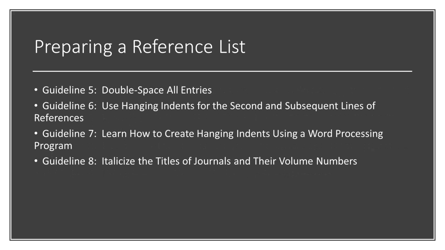Guideline number 5, double space all entries. All text contained within your reference list should be double spaced. Guideline number 6, use hanging indents for second and subsequent lines of references. A hanging indent is created when the first line is not indented, but the second or subsequent lines are indented. Guideline number 7, learn how to create hanging indents using a word processing program.